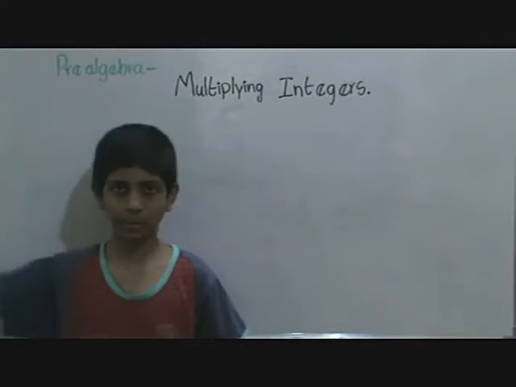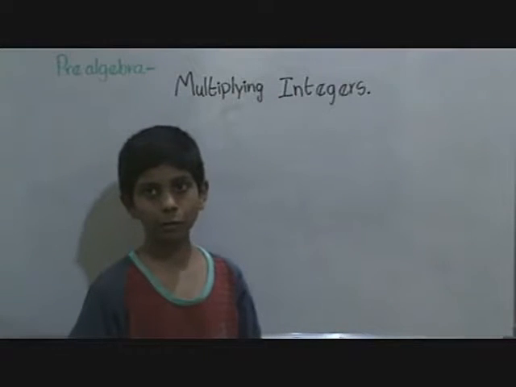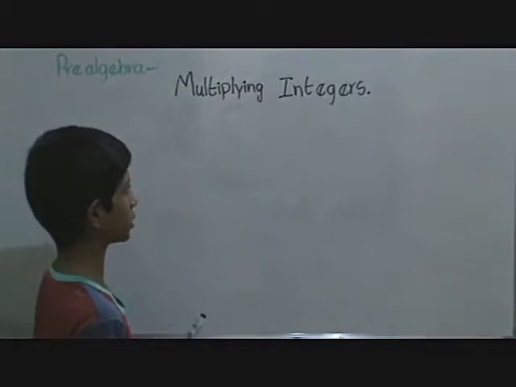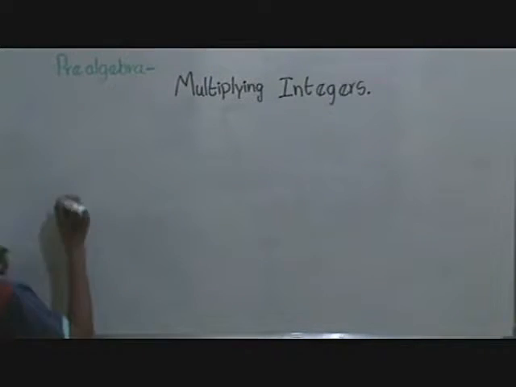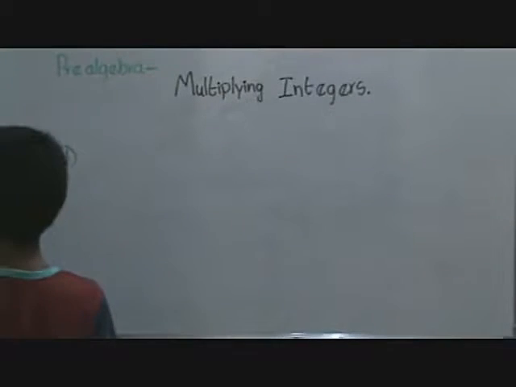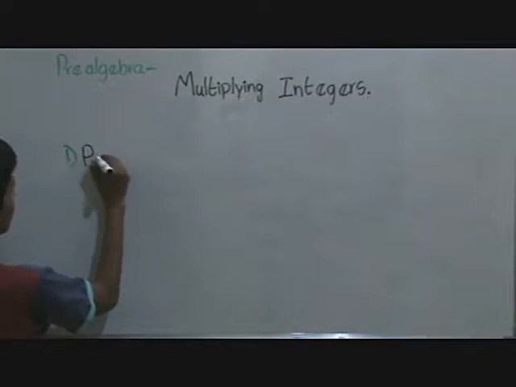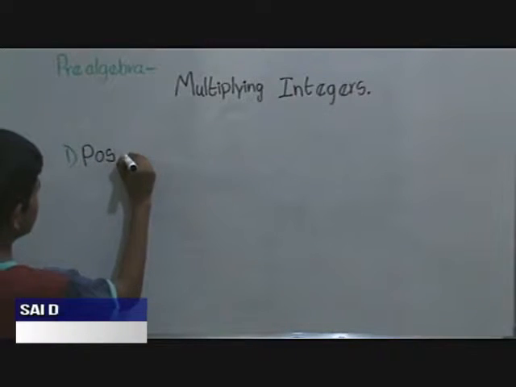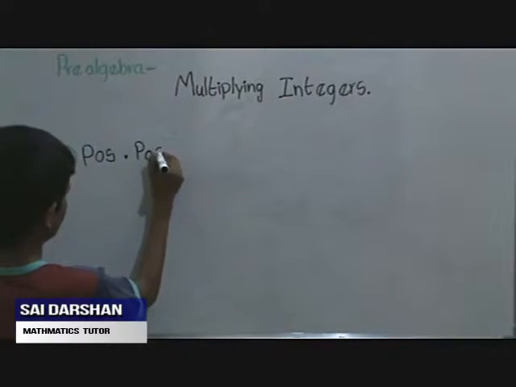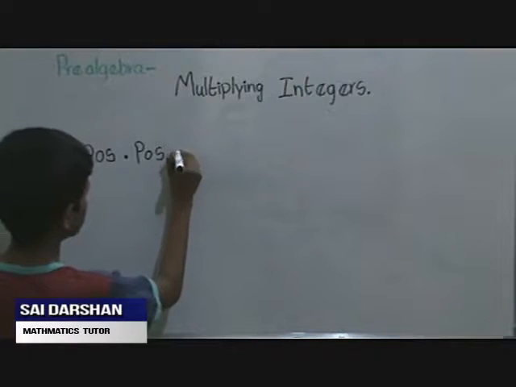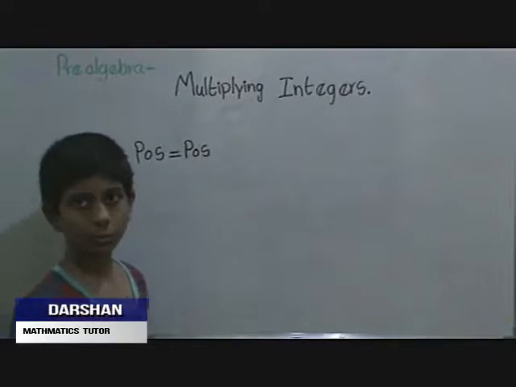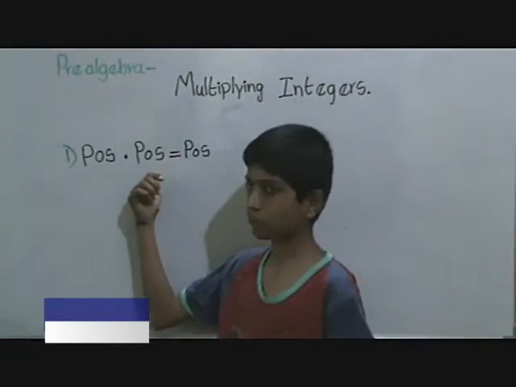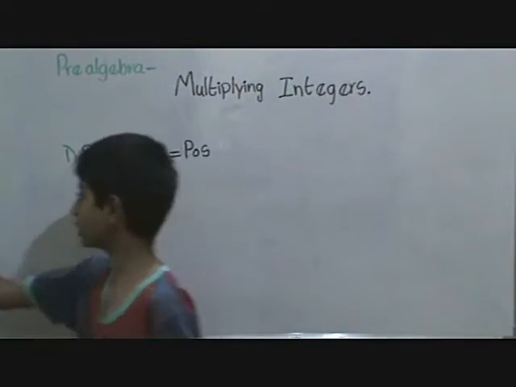This is a very easy topic. You should know 4 rules and you can just do the calculations by those rules. Okay? Rule number 1 is, if you have a positive times a positive number, the answer will be positive. Okay? If you multiply a positive number by another positive number, the answer will always be positive.